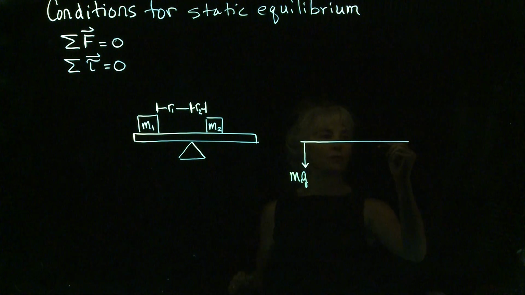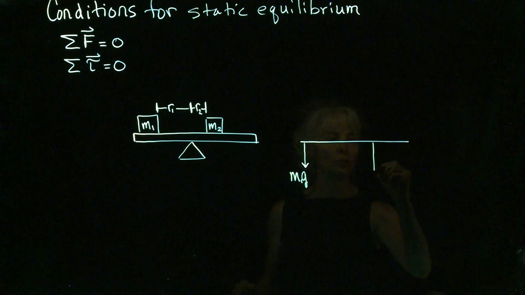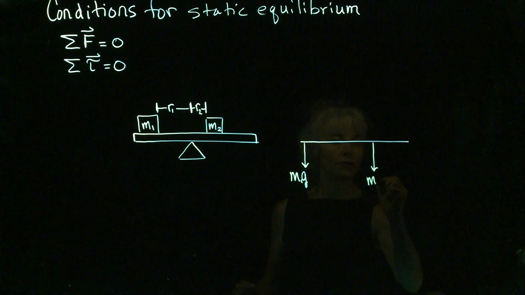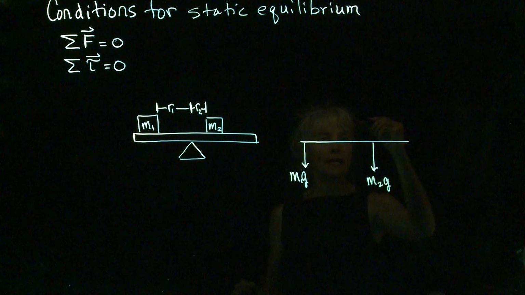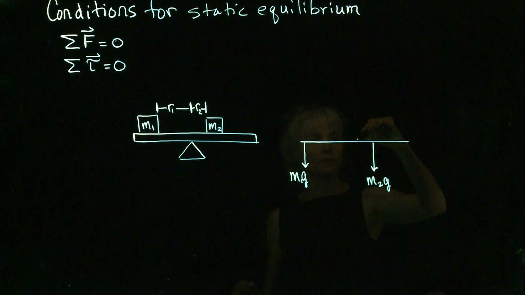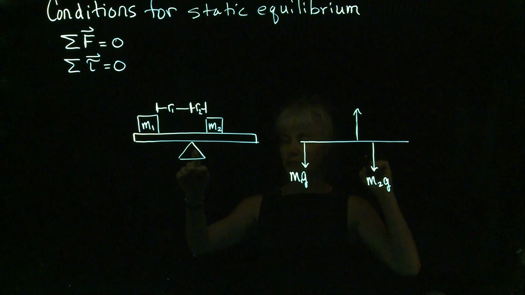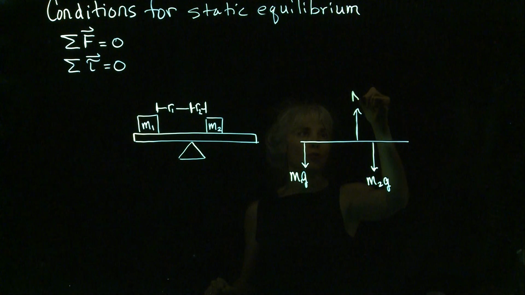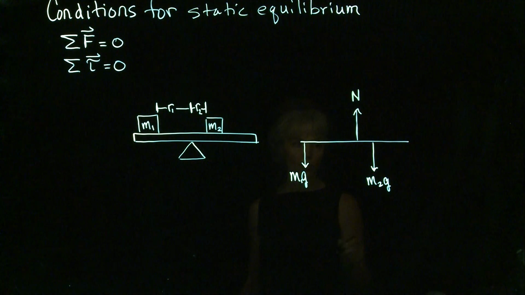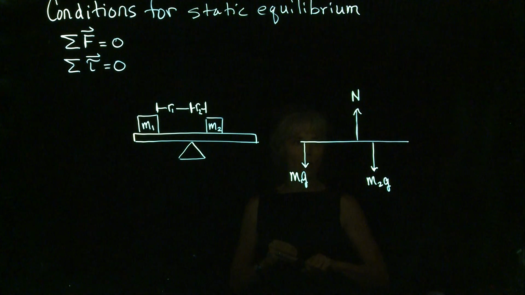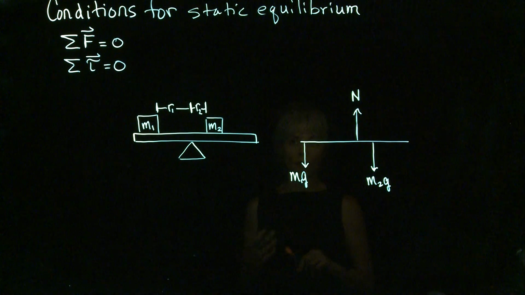We have another force being exerted by M2, and that force is being exerted here. There's M2G. And then we have a force being exerted by the pivot point up, by the support that the board is laying on, and I'll just call that a normal force up. So there are the forces that are being exerted on this board.